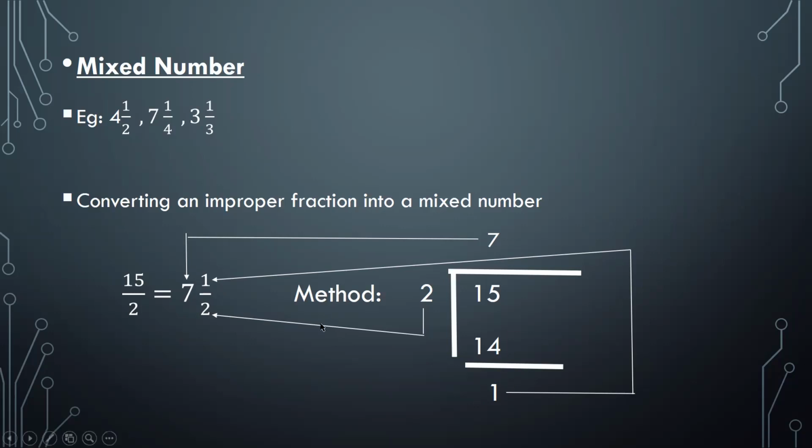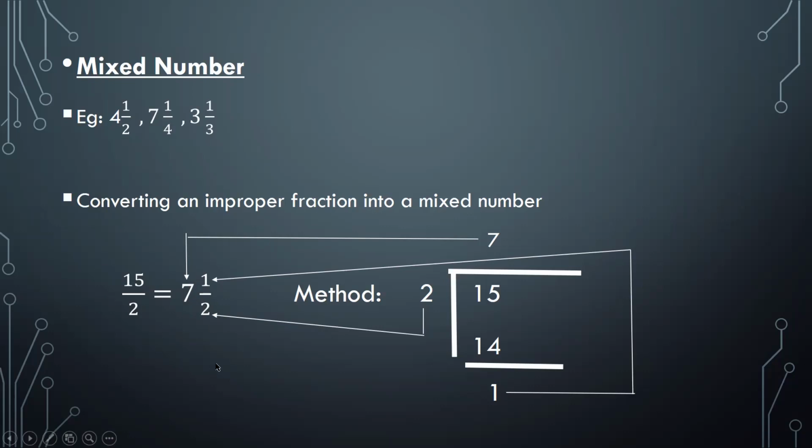If you want to convert your mixed number into an improper fraction, you have to multiply the denominator with the whole number and then add the remainder to get the numerator. So 7 multiplied by 2 is 14. 14 plus 1 is 15. So that will become your numerator, and the denominator is going to be the same as it is.